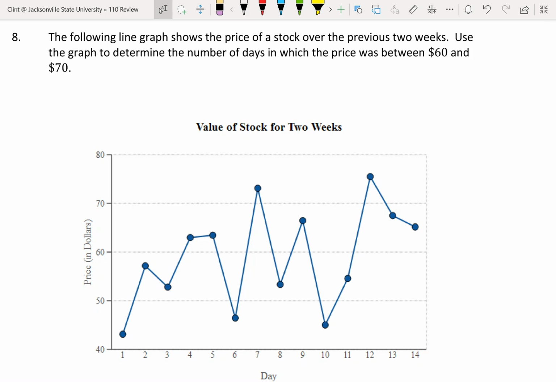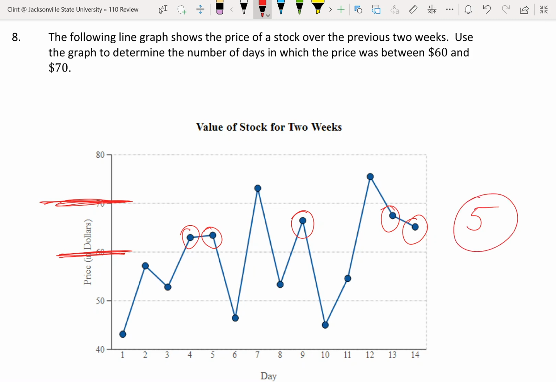This one we've got a stock price over 2 weeks. We want to determine the number of days the price was between $60 and $70. So that's between this line and this line. There's 1, 2, 3, 4, 5 days. Just reading the graph.